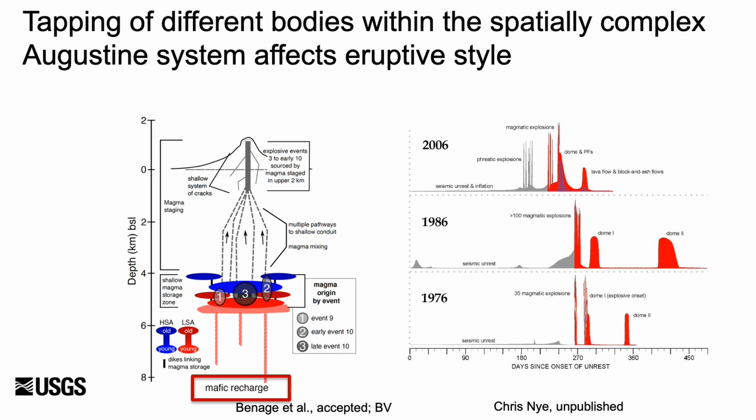Overall, the eruption of heterogeneous andesites in 2006, fed by a spatially complex and heterogeneous system of small volume intermediate magma bodies in the shallow crust, is similar to what occurred in 1986 and 1976. This is shown very schematically on the right, where unrest is shown in gray and general eruptive activity is shown in red.